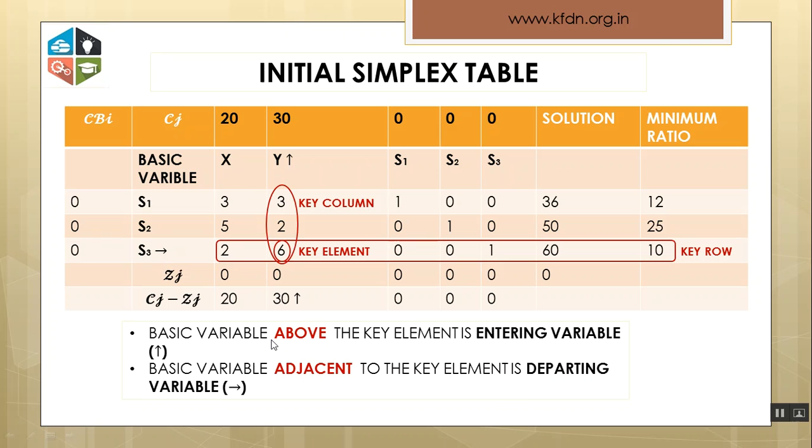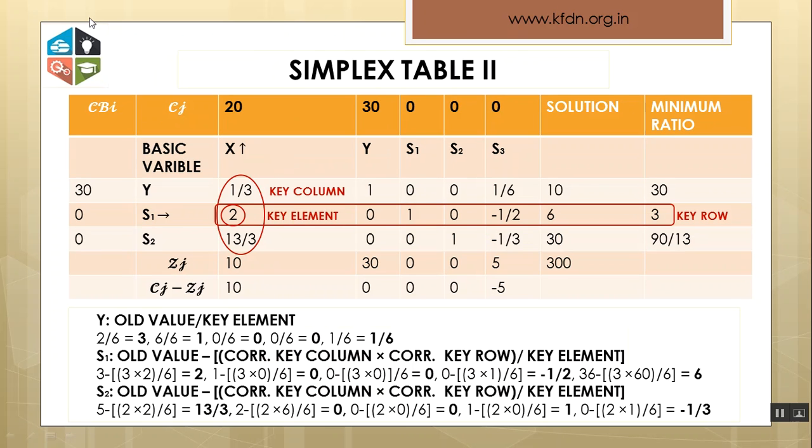Now we will move on to simplex table 2. You can see over here, this is simplex table 2, which is of the same format, where you can copy the above two columns from the earlier table. As we saw earlier, y was entering and S3 was exiting or departing. So y will take the place of S3 and S3 will go out. As you can see, there is no S3 over here now. We have y in place of S3.